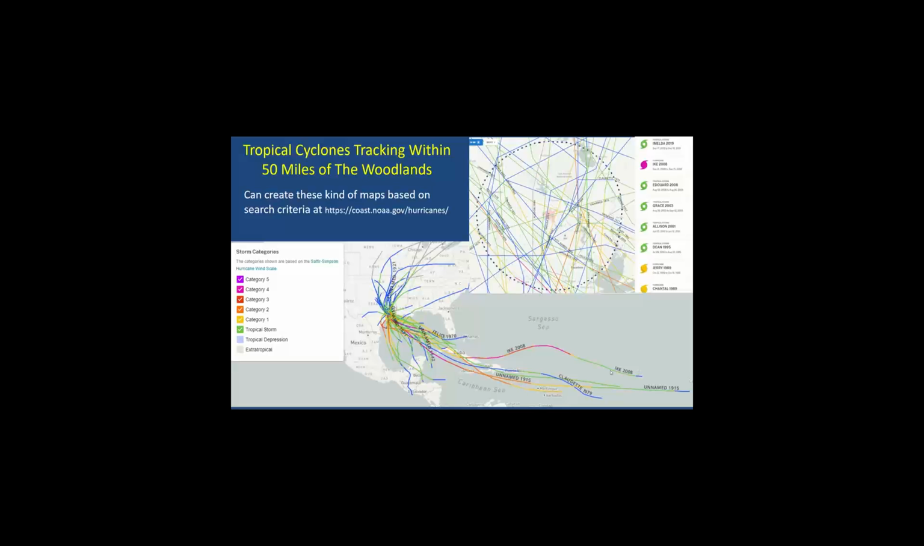I do want to show Ike. Notice its track was quite a bit farther north than that more typical lane through the Caribbean, but it then took that jog to the west-southwest, and then brought it more in line with some of the other typical tracks.